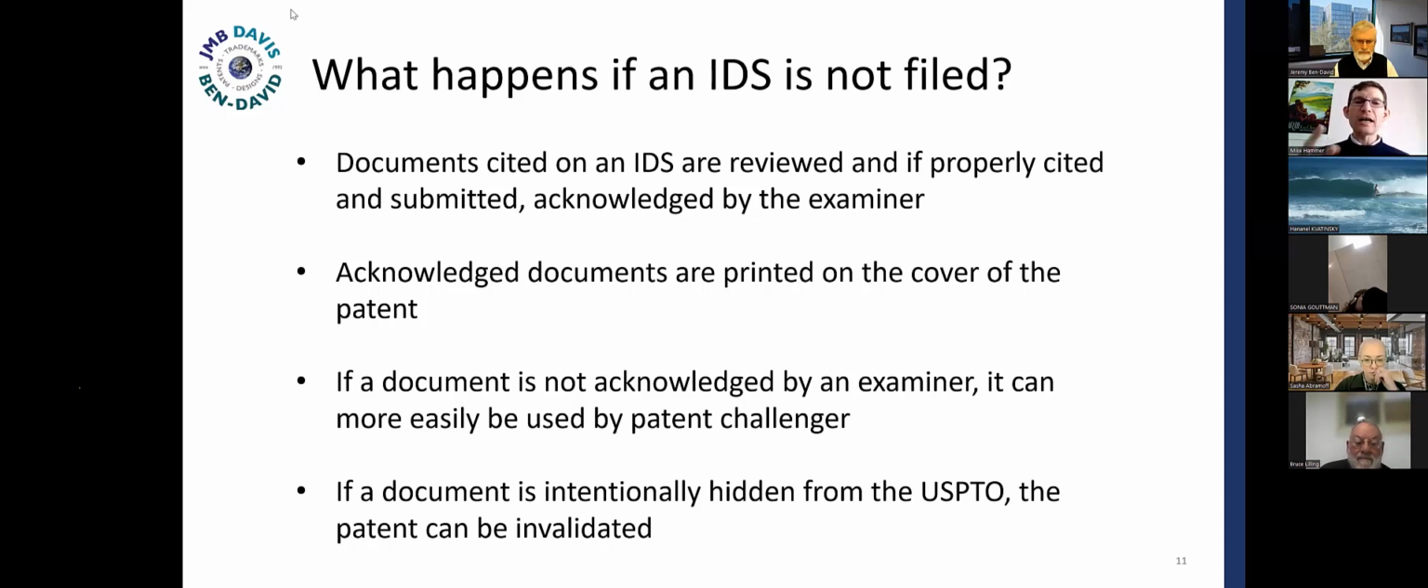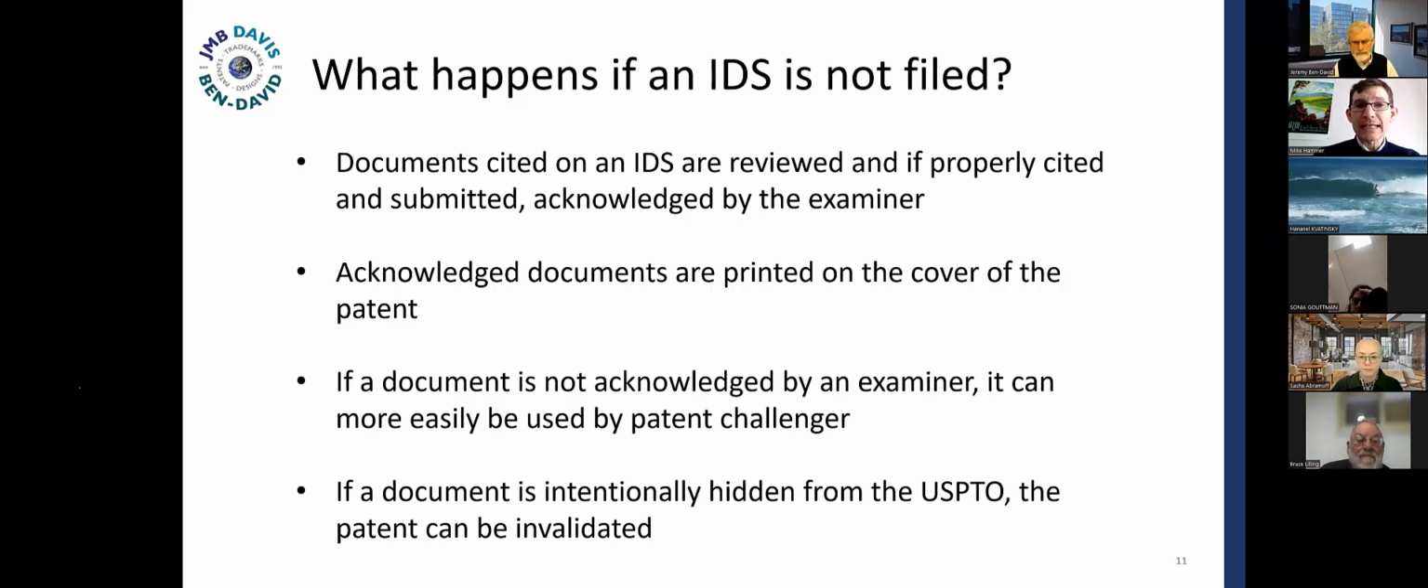And this is all a lot of words that are not spoken, but it just goes under the heading of the reference is acknowledged. And acknowledged documents are printed on the cover of the patent, and that actually gives notice to the public, which says the USPTO saw these documents, reviewed them, and decided they are or are not important for patentability. So it gives the public notice.